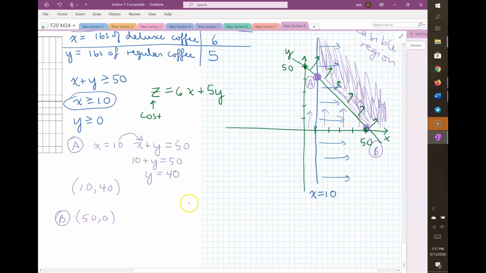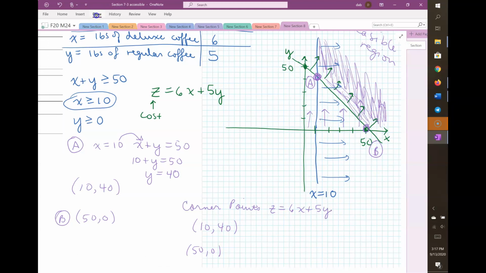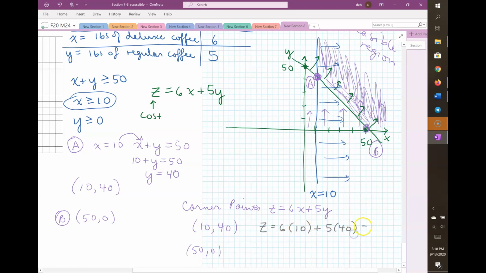Okay, so here are my corner points. And I put them all together in a kind of a chart format. And then I'm going to evaluate z equals 6x plus 5y at each of these corner points. Okay, so I'm going to have z equals 6 times 10 plus 5 times 40, and that's 260. And then at the other corner point, I have 6 times 50 plus 5 times 0, and that's 300.